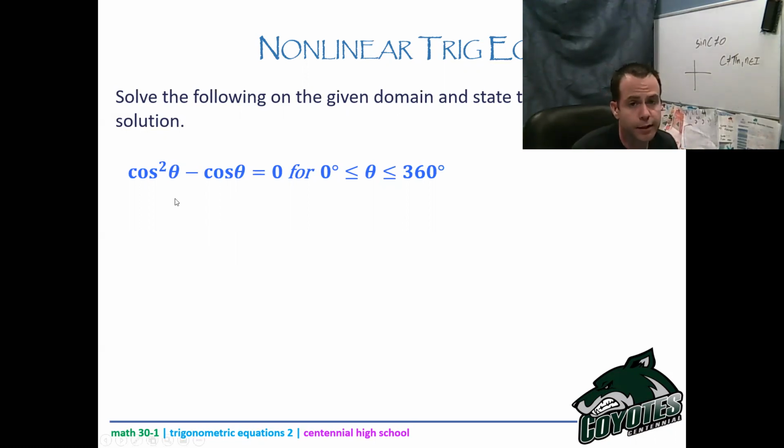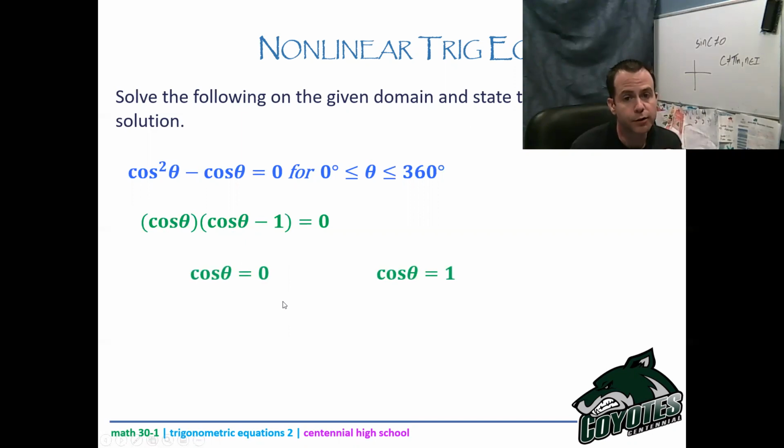I'm just going to take a look at this and say, hey, cos of theta is common to both of those terms, so I'm going to factor out a cos of theta. That would leave me with cos of theta as one factor, and cos of theta minus 1 is the other factor. I'm right into my zero product principle. Either I can say cos of theta equals 0 or cos of theta equals 1.